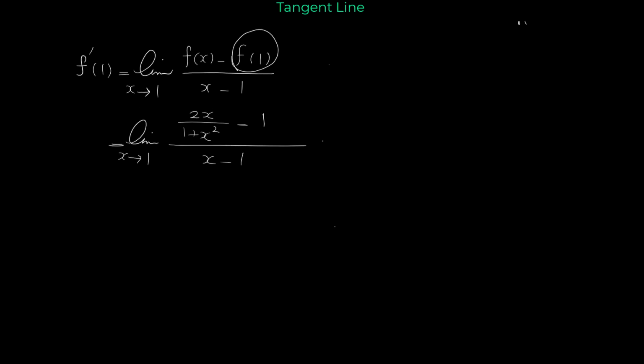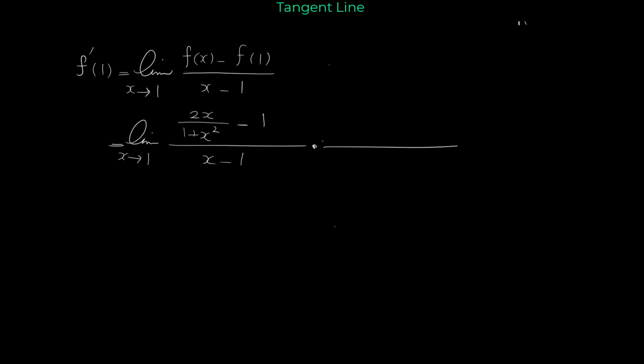Let's find this limit. 2x over 1 plus x to the 2 minus 1 over x minus 1. For finding this limit, you have to try to simplify numerator. And to simplify numerator, you can think to doing a common denominator between 2x over 1 plus x to the 2 minus 1. And you can simplify with doing a common denominator. But the better way, instead of doing a common denominator, is to get rid of the denominator if we can.